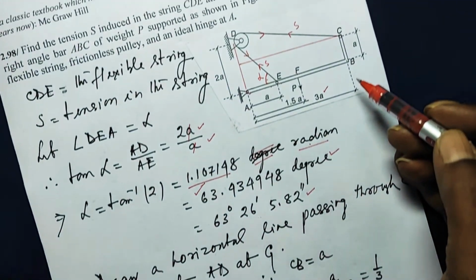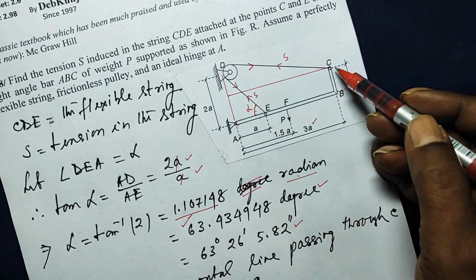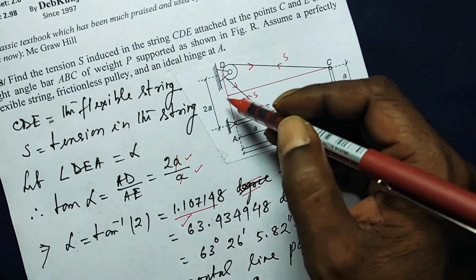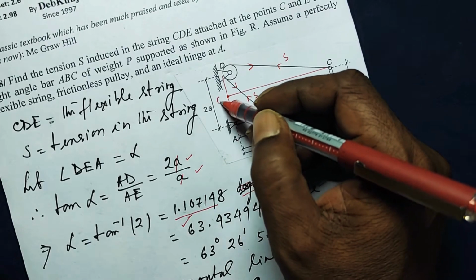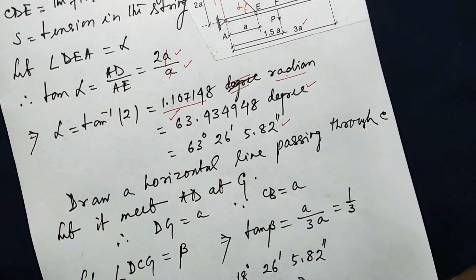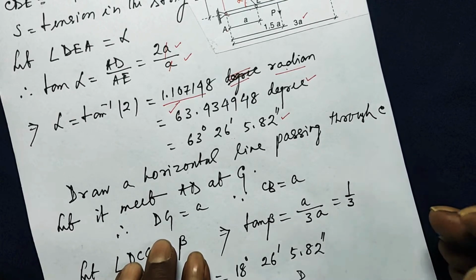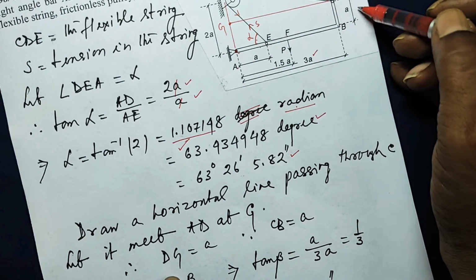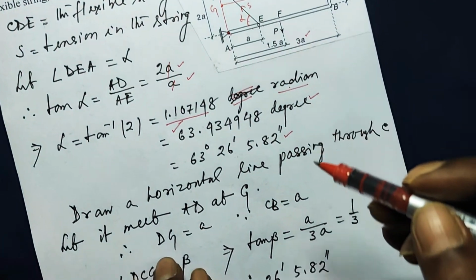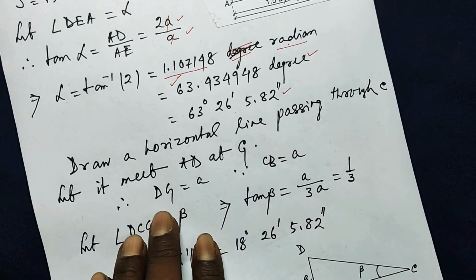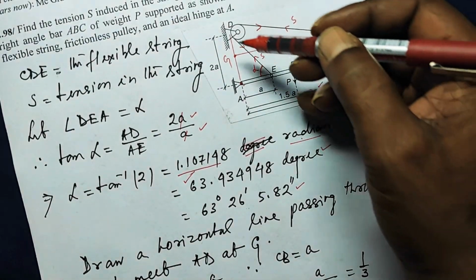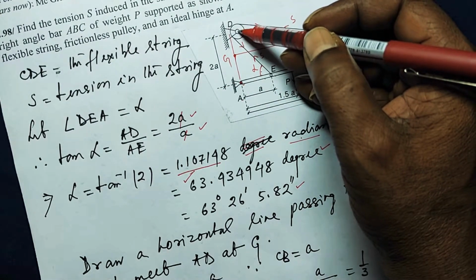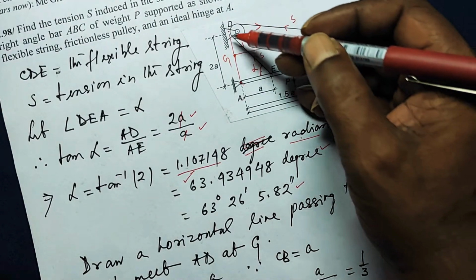So this is the horizontal line drawn. This horizontal line meets AD, this line, at a point; let this point be G. Right. So then what can we say about the length AG? Length AG will be equal to length BC, and since BC is equal to A, AG will also be equal to A. And DG will be 2A minus A, that is A. The point D is not here, it is here. So DG is also A.